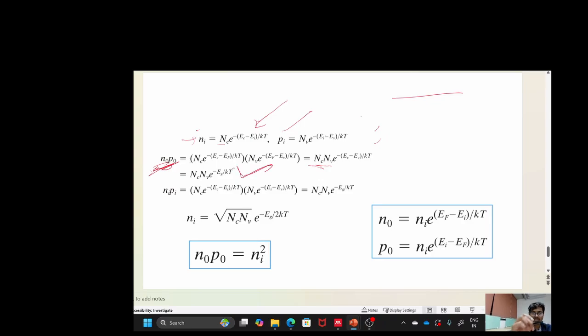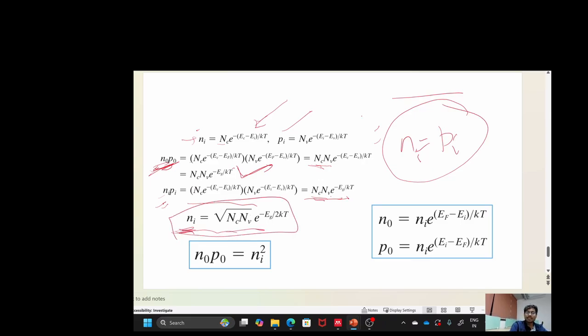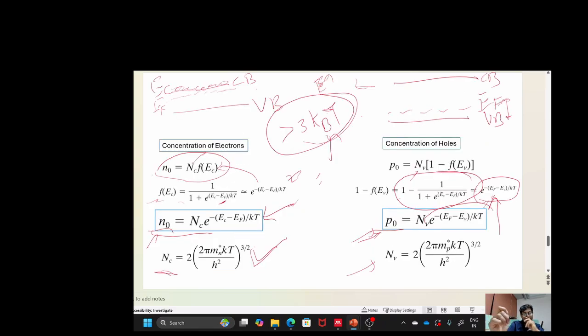Now multiply the intrinsic carrier concentration of electrons and holes. You will get the same thing, Nc into Nv into e raised to power minus Eg by kT. But Ni is equal to Pi for intrinsic carrier concentration, so Ni square is equal to Nc into Nv into e raised to power minus Eg by kT. So Ni will be the square root of this. This is the intrinsic carrier concentration that you can calculate for any semiconductor at temperature T. You need to know Nc and Nv; in most cases they are given, and if not given, you can calculate from this kind of formula.